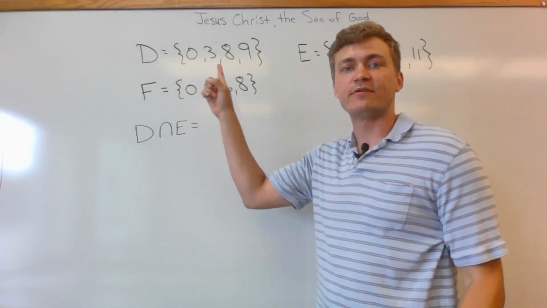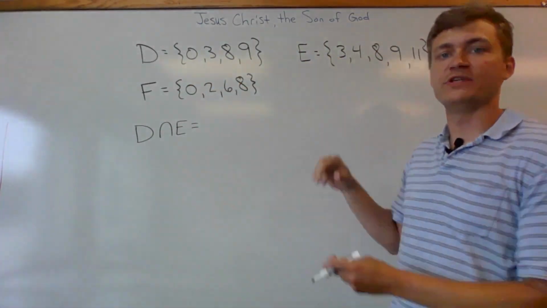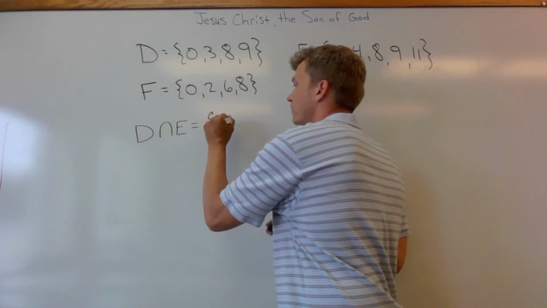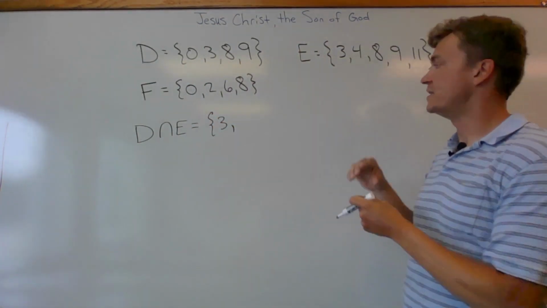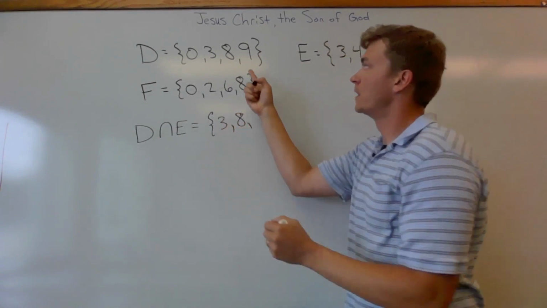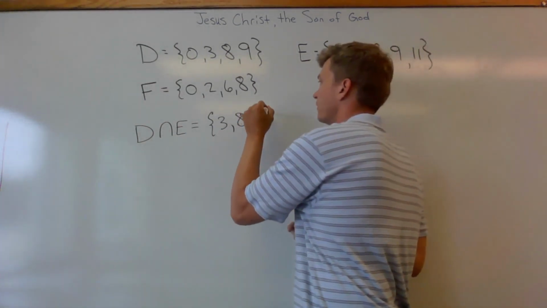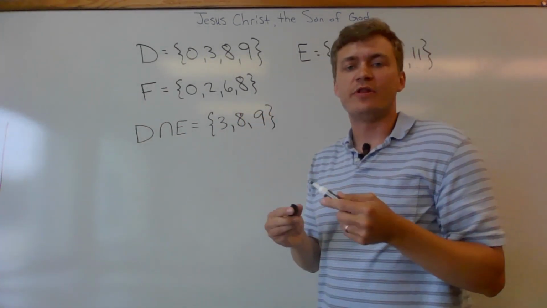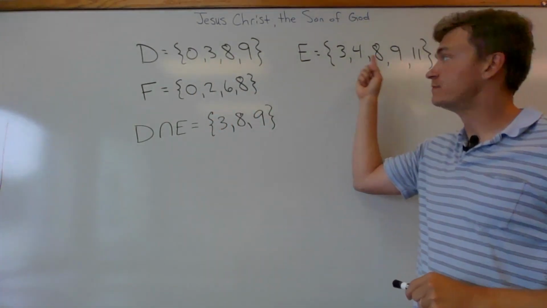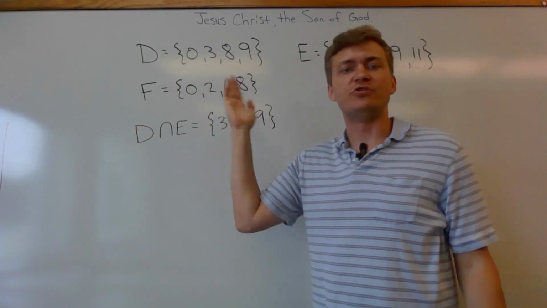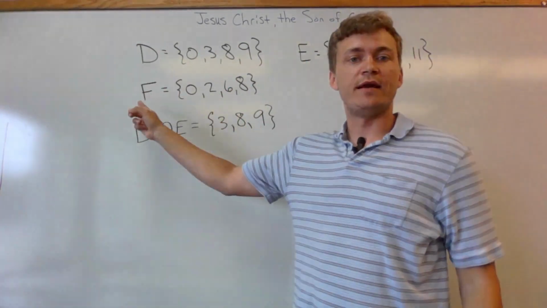D has a 0, E does not. D has a 3, so does E. D has an 8, so does E. D has a 9, so does E. And that's it, right? You can go the other way and start with E and work your way back to D. E has 11, but D does not. So choosing one and working all the possibilities of that one, you're done. What about D intersect F?